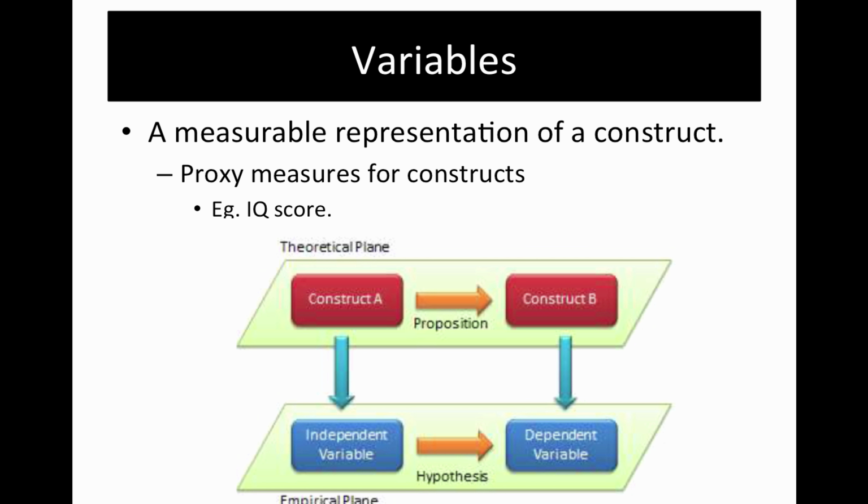As shown in the figure, scientific research proceeds along two planes, a theoretical plane and an empirical plane. Constructs are conceptualized at the theoretical, abstract plane, while variables are operationalized and measured at the empirical, observational plane. Thinking like a researcher implies the ability to move back and forth between and across these two planes.